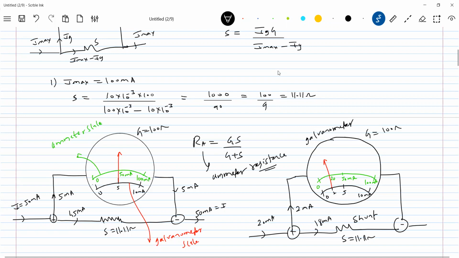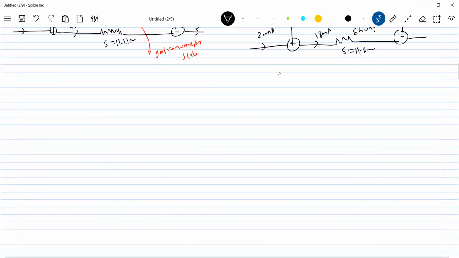Altogether, the device will offer some resistance to the external circuit. How much is it? GS by G plus S. That we call the ammeter resistance here. Now they say, let me increase the range. I have a max of 100, no? So let me go for 1000 milliampere.